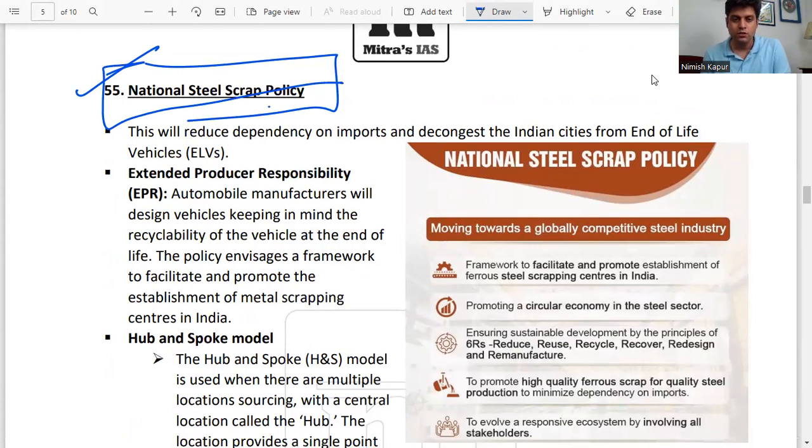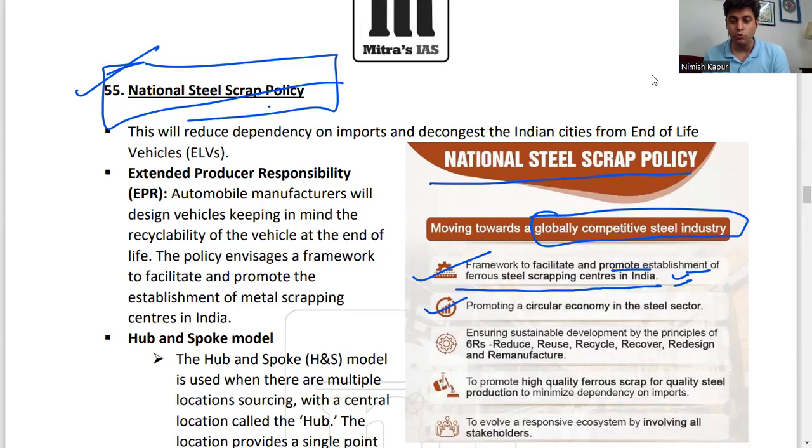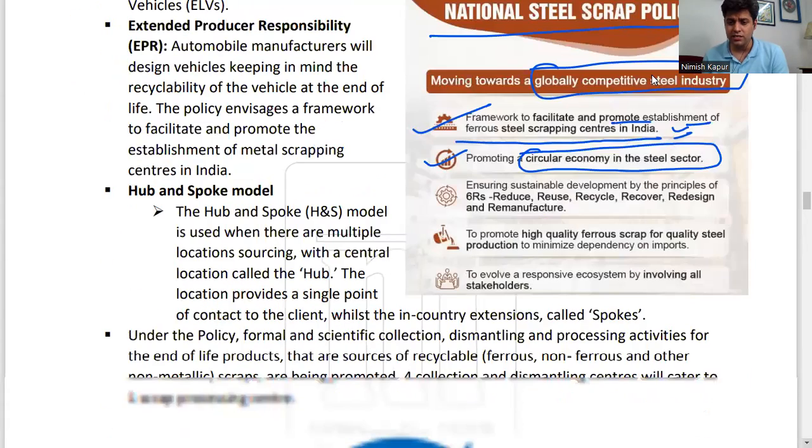Now let's come to the National Steel Scrap Policy. Right. So the Government of India has come up with the National Steel Scrap Policy. It's a very important policy. It's moving towards a globally competitive steel industry. The main idea of the framework is to facilitate and promote establishment of ferrous steel scrapping centers in India, which are currently very few. Secondly, promoting a circular economy in the steel sector. So what is circular economy?